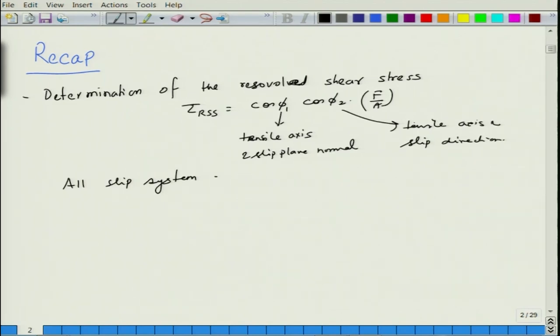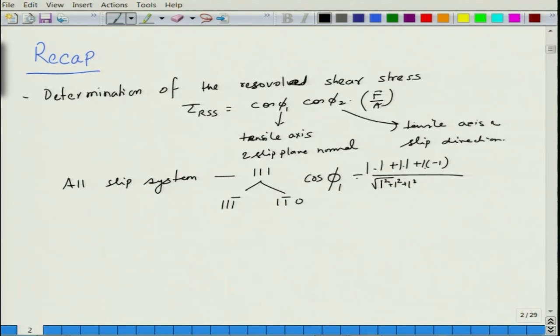So, if you have, let us say, tensile axis 1 1 1 and the slip system is 1 1 bar 1 and 1 bar 1 0, then you work out the phi 1. Cos phi 1 will be equal to 1 plus 1 plus minus 1. So, basically 1 into 1, 1 into 1 and 1 into minus 1, okay, divided by square root of 1 square plus 1 square plus 1 square into square root of 1 square plus 1 square plus minus 1 square. And this will work out to, you can see, 1 divided by 3.